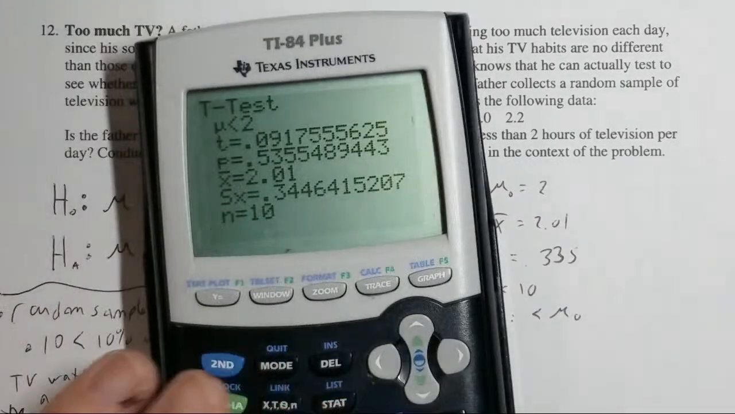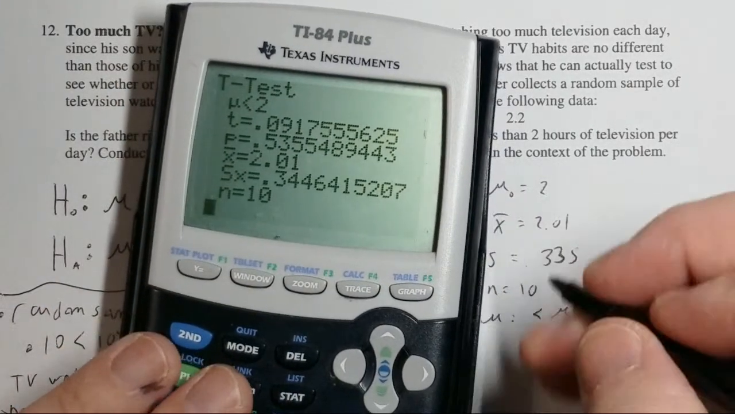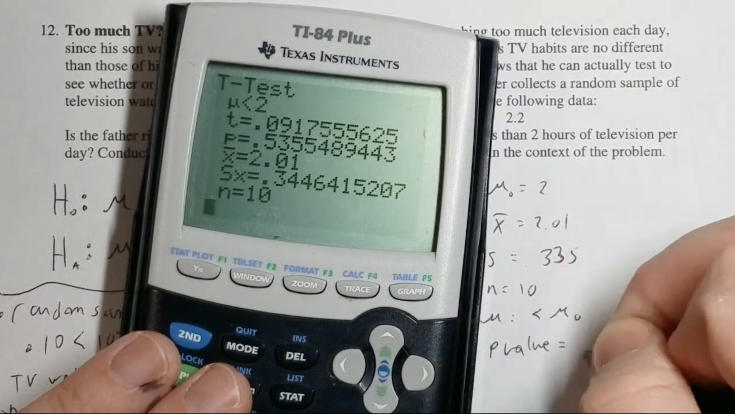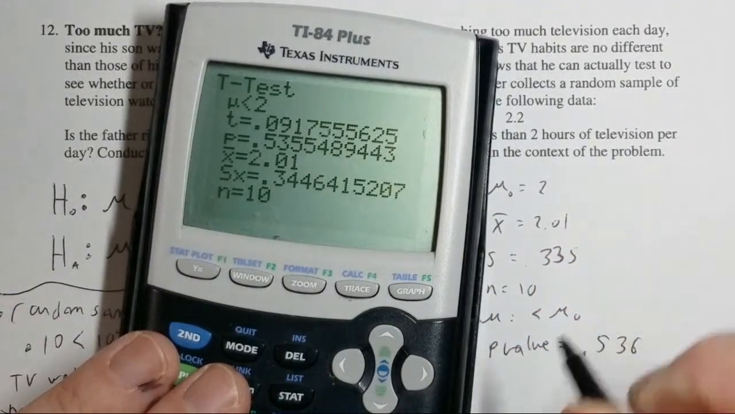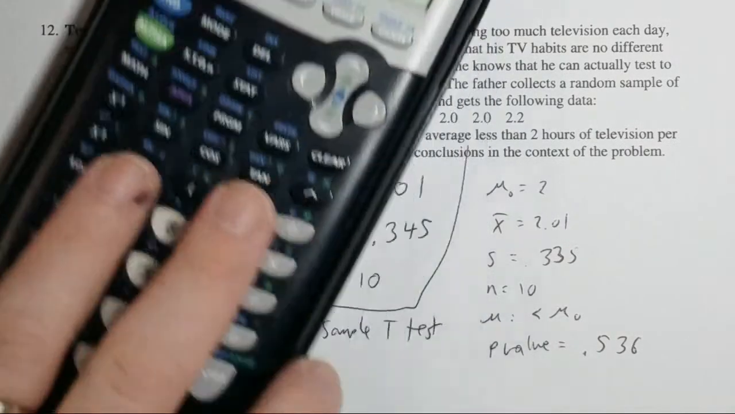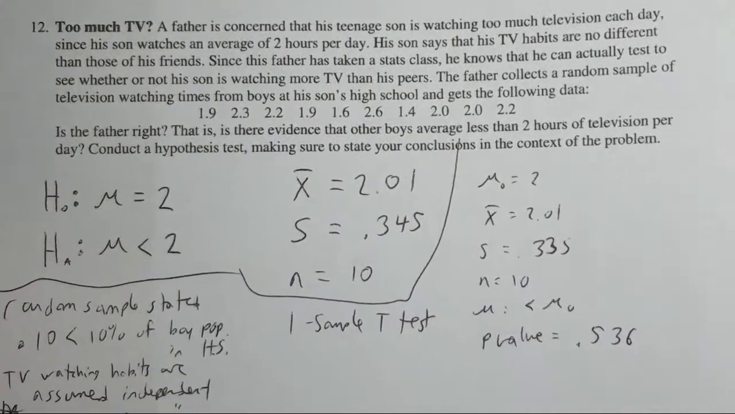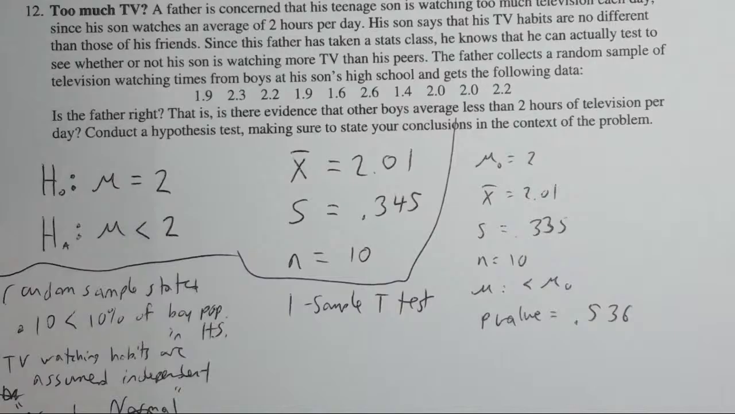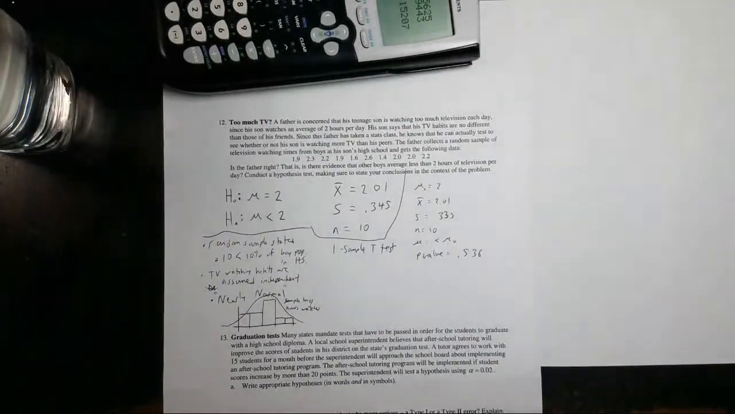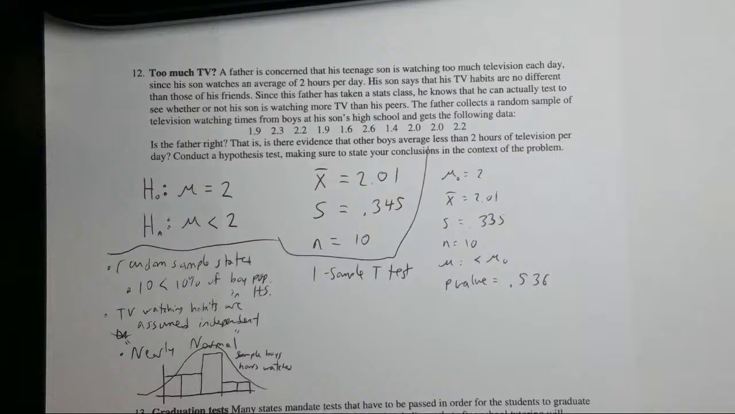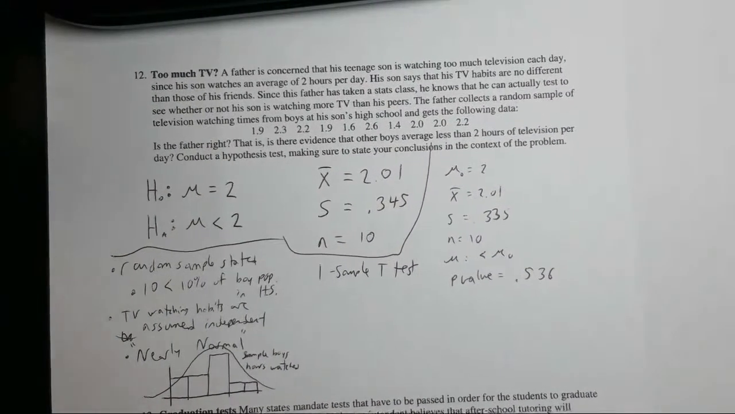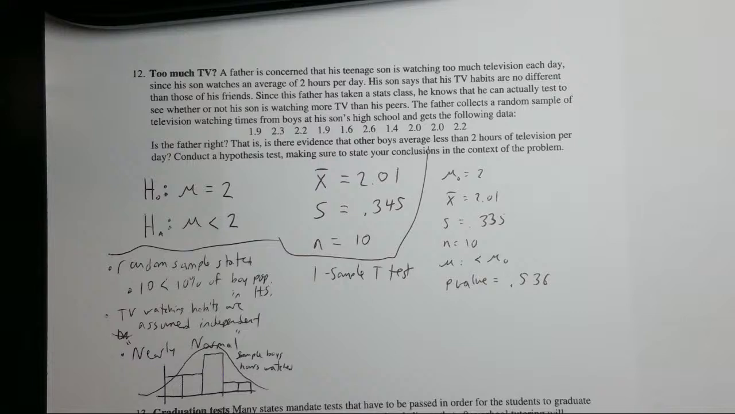Calculate. If you calculate that, you should be getting a p-value of 0.536. Now that p-value is way too large, way too large to reject anything. Because of that p-value, I am definitely going to fail to reject that null hypothesis. It is not low enough. If the p is low, the null must go. That p-value is way too high.